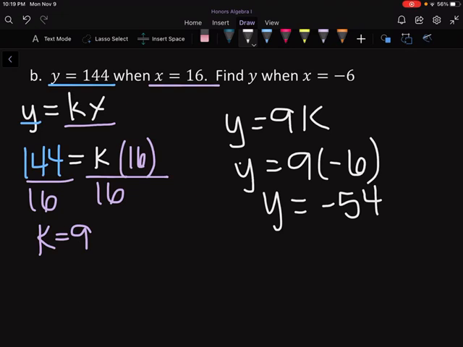So in the answer form, I'd have y is equal to 9x; space negative 54. And no, I don't have y is equal to negative 54. I just kind of have what y would have equaled because the question asked specifically what y would equal. Okay, not so bad.